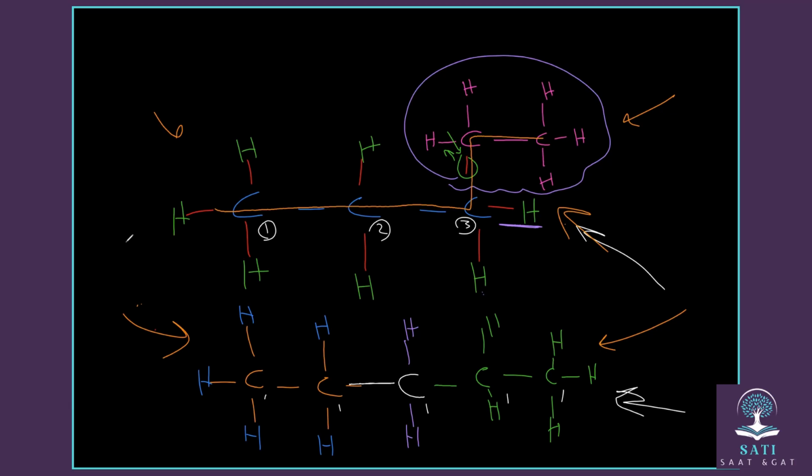Okay, we're going to take another example. If I have 7 carbon atoms, can I draw them like this? 1, 2, 3, 4, 5, 6, 7. Can I draw them this way? Yes.